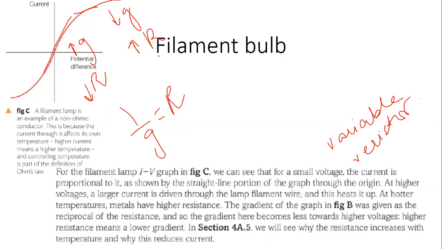Why are we observing this change in resistance? Because of the heating up of the lamp, because of changes in kinetic energy, and as a result, collisions and loss of energy in those collisions. So this is what is happening inside a filament bulb.